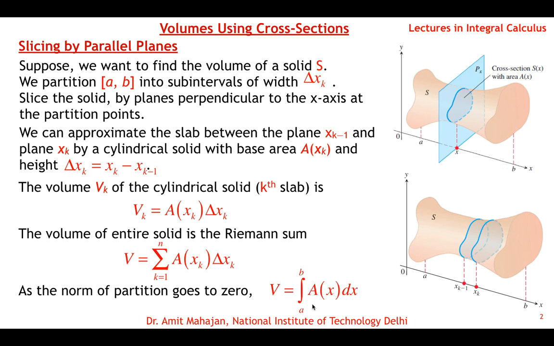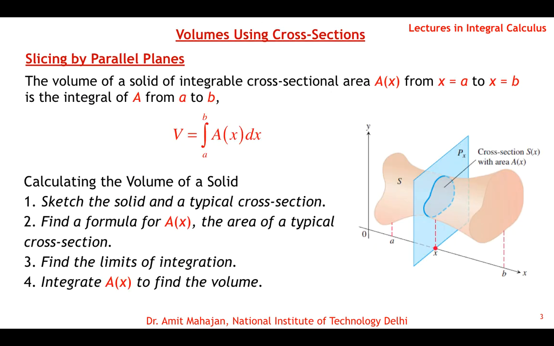So the volume of the solid can be calculated as the integral from a to b of A(x) dx, where A(x) is the area of the cross section at any point x between a and b. Now I can just rewrite this definition: the volume of a solid of integrable cross-sectional area A(x).